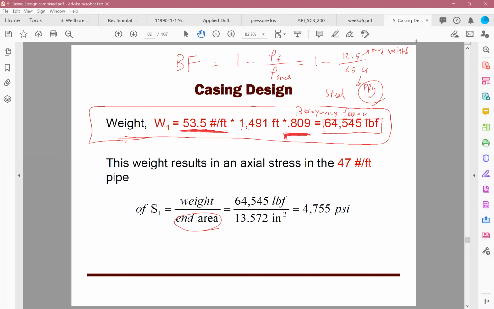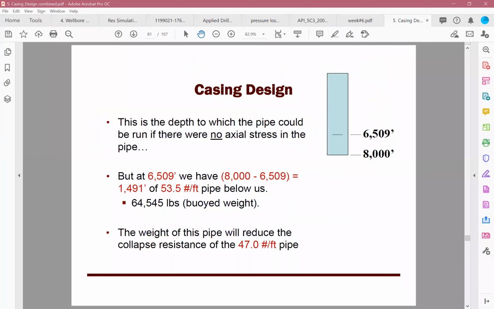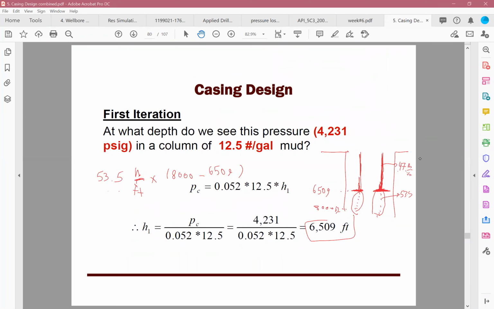You divide it by the cross-sectional area of which casing? Which cross-sectional area should I use? Should I use the 47 pound per feet cross-sectional area or 53.5?